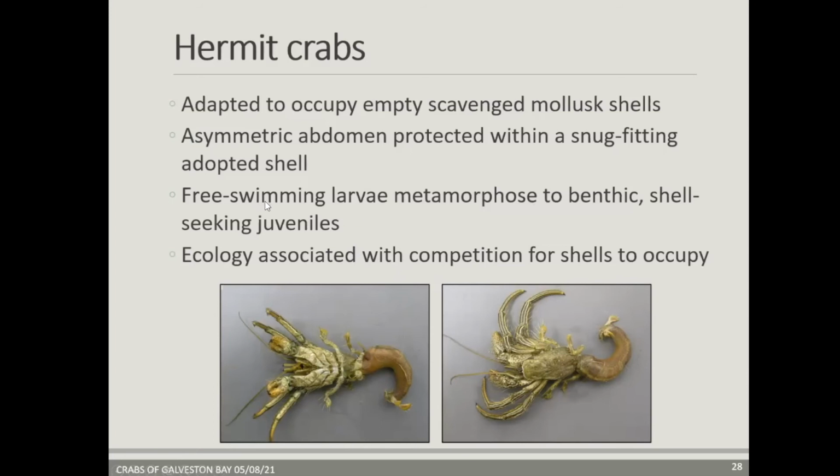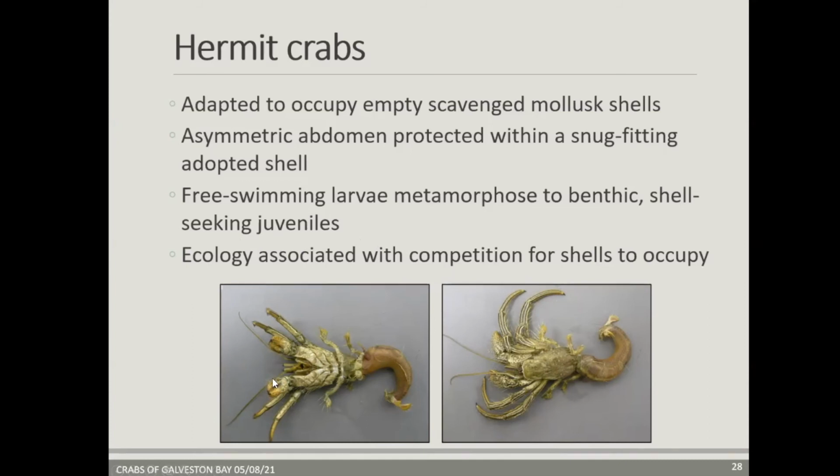Their larvae are free swimming, and during their molting, they're going to metamorphose into these benthic shell-seeking juveniles. And you can see this really does not resemble the true crabs that we've just talked about. Their whole body plan is different. Their whole ecology is associated with competing for shells to occupy. They will fight with each other. They will kill each other if necessary to get a shell, because they have to have the right shell. If they don't have the right shell, they won't survive.